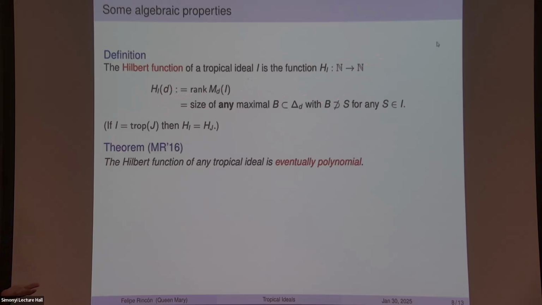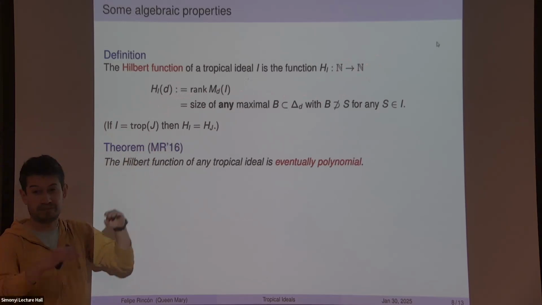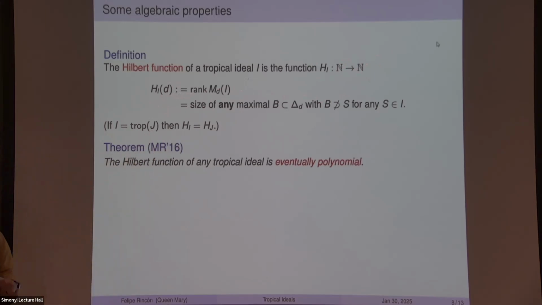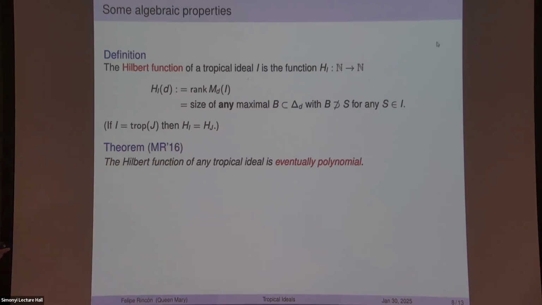This agrees with the classical Hilbert function, in the sense that if you start with a classical ideal and you tropicalize it, you look at the supports, then the Hilbert function defined combinatorially from the collection of supports is the same as the Hilbert function that tells you the dimension of these quotient vector spaces. So you think of it as a generalization of the Hilbert function for ideals. Now you can talk about Hilbert functions of non-realizable ideals.